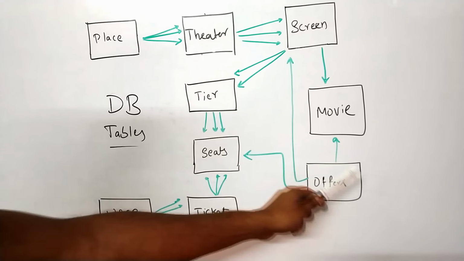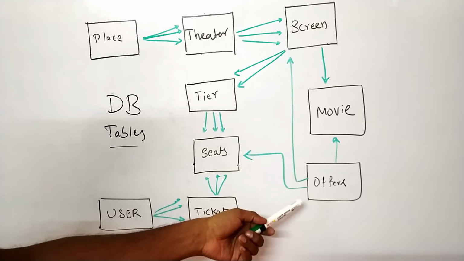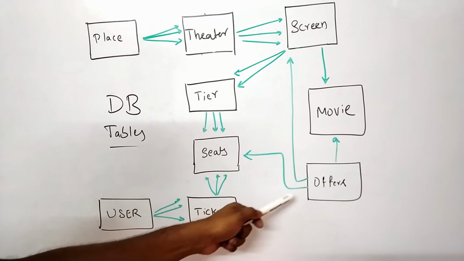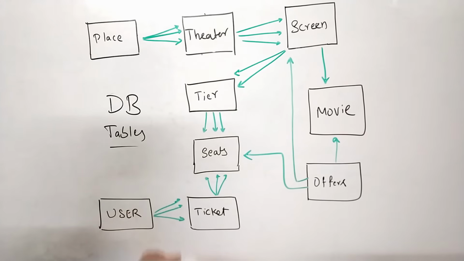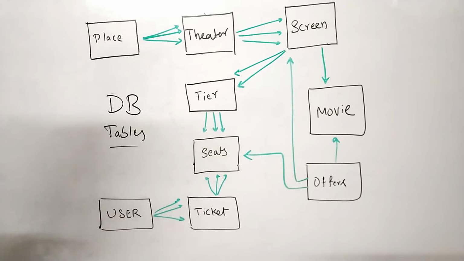We also need an offers table that contains all the different offers available for a particular movie, or it can be for a particular screen, or it can be for particular seats. And we need a user table which contains user information, and one user can book multiple tickets, and each ticket can have multiple seats in it. So this is the high-level database table structure.